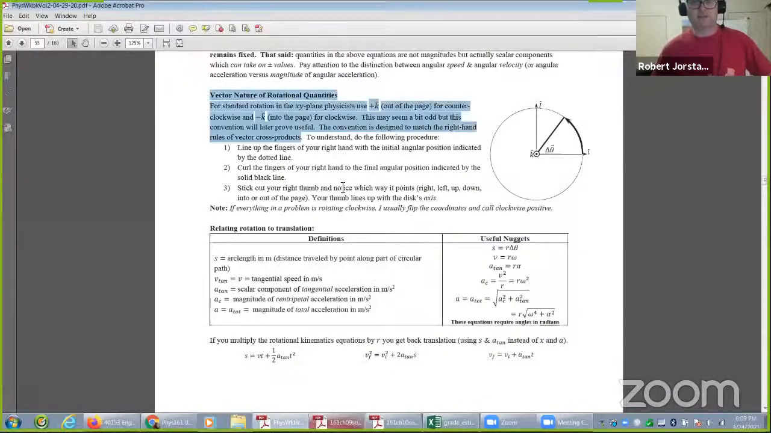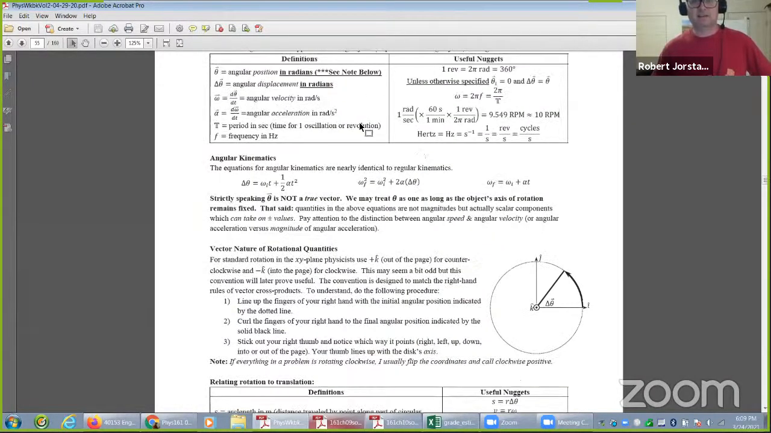The vector nature of this. Technically, these are not vectors. Theta is not a vector. Omega is not a vector. Alpha is not a vector. However, if its rotation remains fixed, we can actually say it is a vector. So I want to be clear on this. Right now, here's the axis of rotation right here, this screw. So in this case, the axis of rotation is not changing.